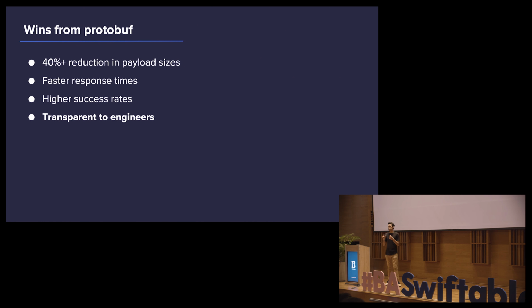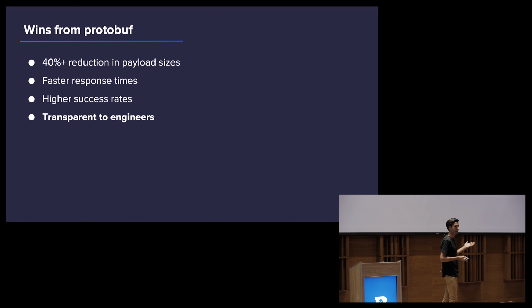And the really important thing here is that it was completely transparent to engineers. So we were actually able to run this rollout as an A/B test underneath every single API at the company without any product engineer having to change their code because we had abstracted out the networking layer into this very simple interface.